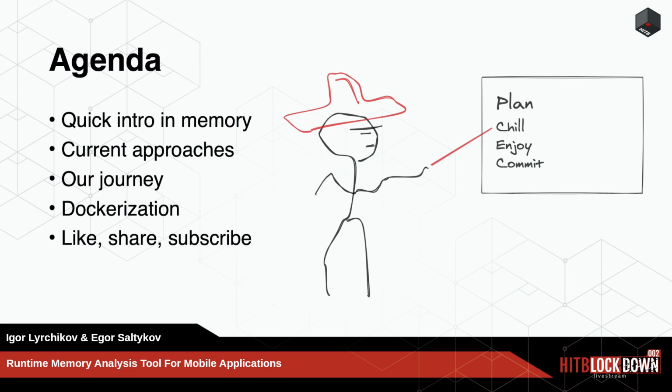During the talk, we will cover the following topics: Memory 101 on mobile devices, modern approaches to solving our problems that didn't fit us, how we created the application and what problems we solved along the way, and later how it was packed into a Docker container, trying to make USB ports on different computers work together, and other issues. And of course, like, share, and contribute on GitHub.